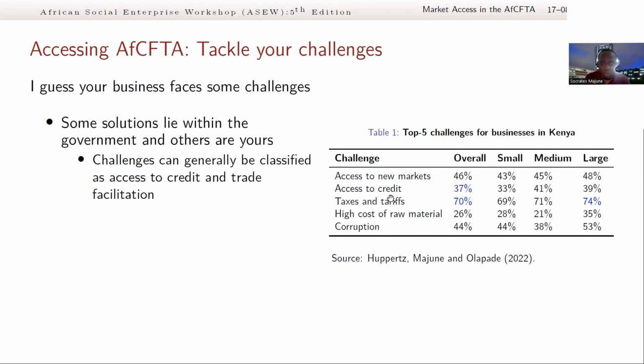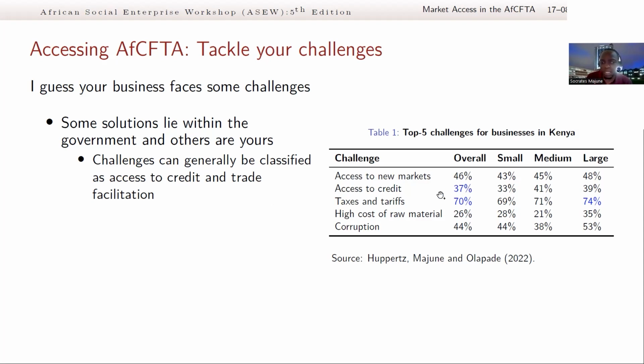The largest, of course, was taxes and tariffs, which we expect the formation of the African Continental Free Trade Area will reduce. And then the other thing is especially access to credit and access also to new markets. And then, of course, some issues around corruption and high cost of raw materials. Of course, we also have challenges such as roads in some countries, maybe insecurity, those kinds of issues. And you can see that some of these also affect how they are moving across the farms. So a lot of these challenges can actually be classified mostly as access to credit and also trade facilitation, because this is what hinders how you access the market.